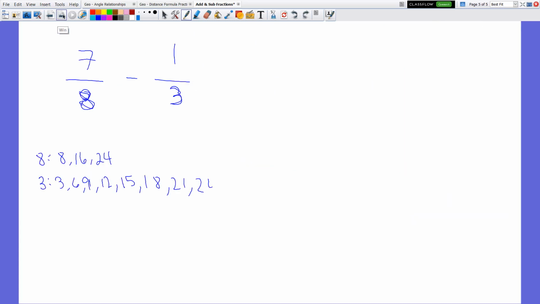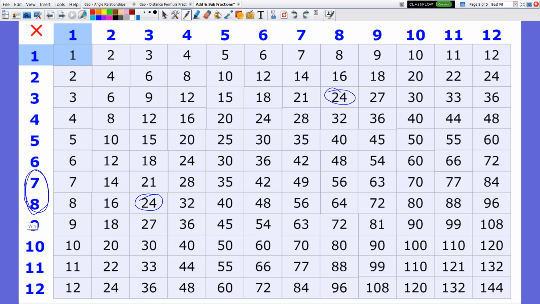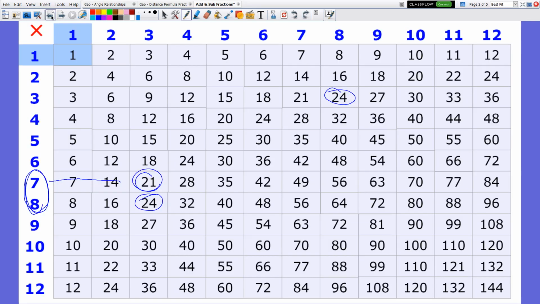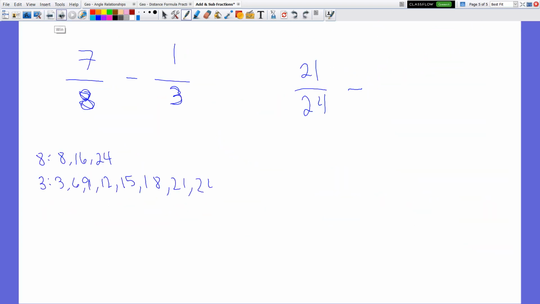So let's take a look. 7/8. How did we get there? All right, so here's 7/8. We got 21 over 24. So 21 over 24 minus, let's go back to that 1/3 and see how we got to 24. 1 over 3, okay, so 1 over 3, 8 over 24. Cool, there's the new fraction that we have for there.